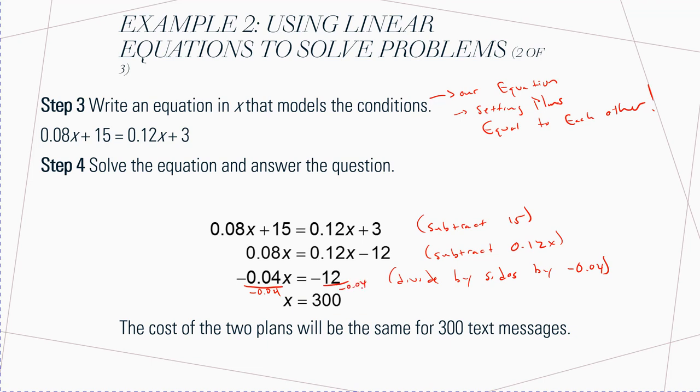So negative divided by negative cancels. And 12, if you were to plug this in your calculator, you would see that x would be 300. So it turns out that if you just send 300 texts a month, and if you were all like me, you know, that's not the case. You send a significant amount more. The two plans will be the cost the same.